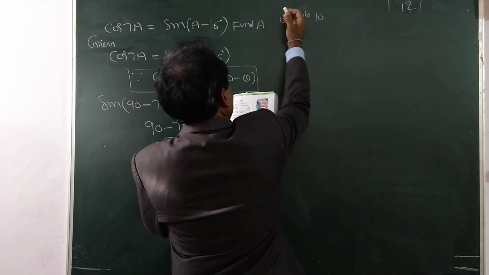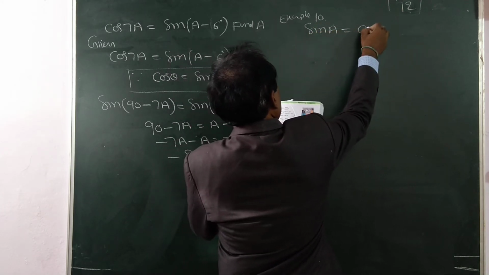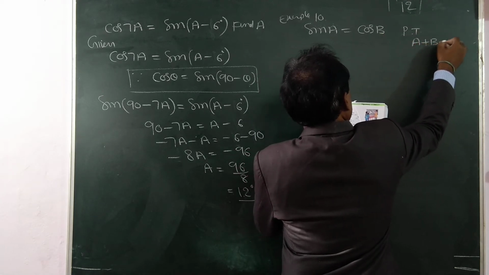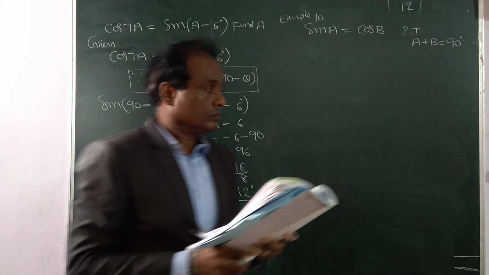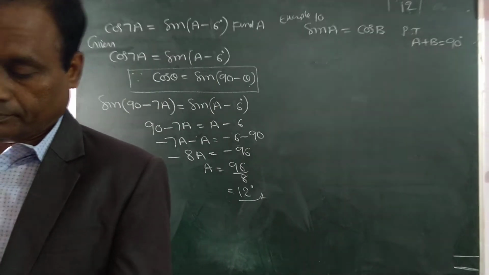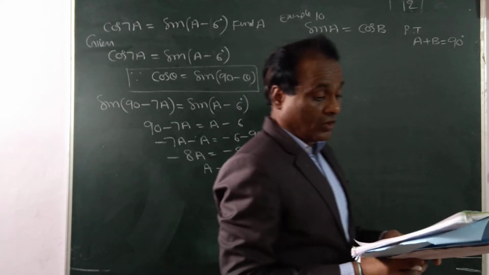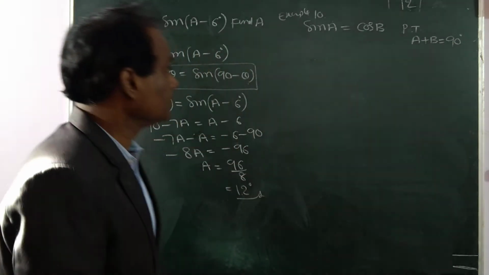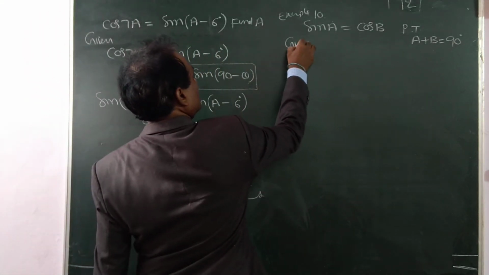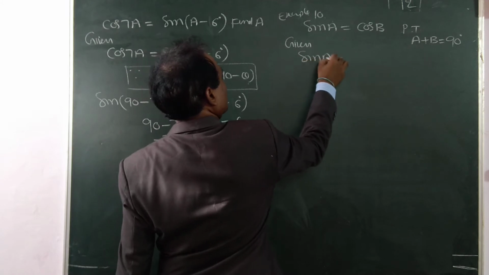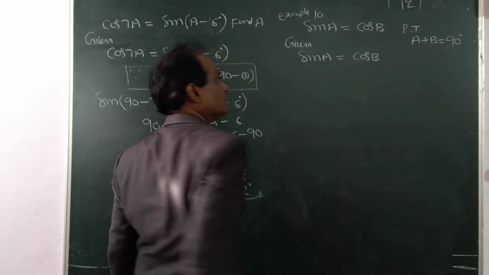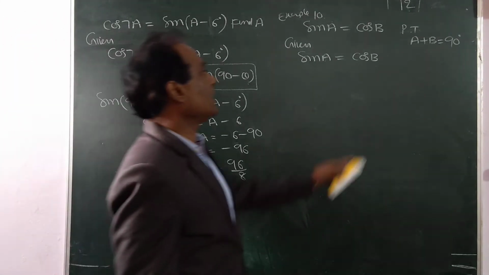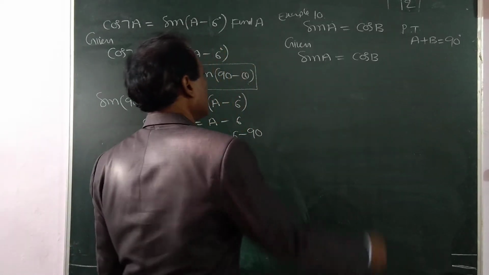Example 10. If sin A is equal to cos B, then prove that A plus B is equal to 90 degrees. Sin A is equal to cos B. Prove that A plus B is equal to 90 degrees. Simple question.